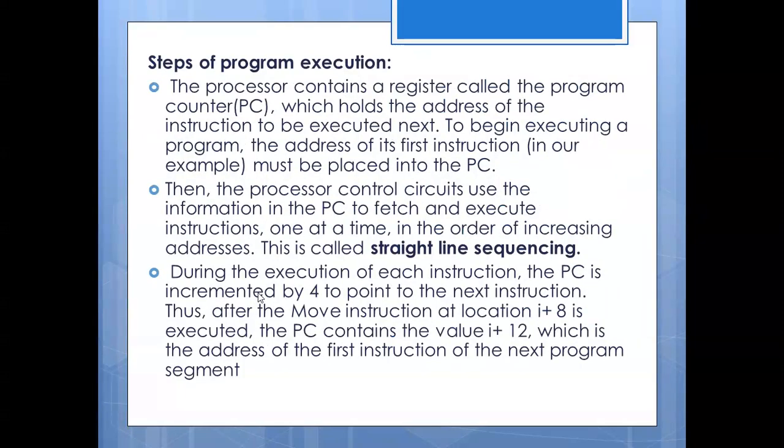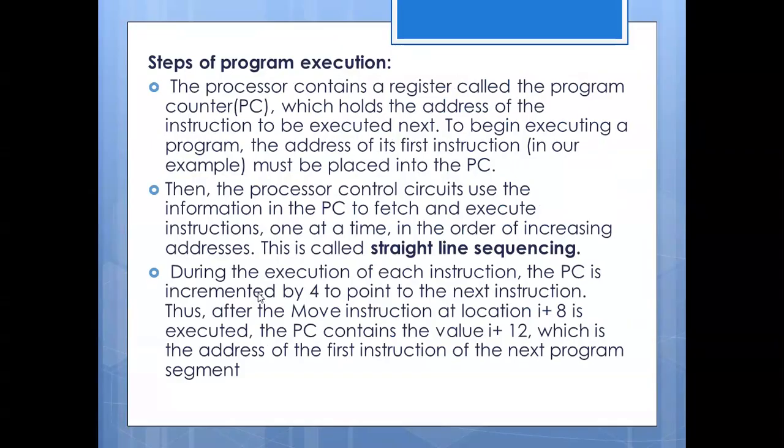So what are the steps of program execution? The processor contains a register called the program counter. In the previous videos we might have seen the instruction register IR and the PC. What is the program counter? The program counter carries the address of the instruction to be executed next. It will have the list of what the next instructions to be executed are. The processor control unit uses the information in the program counter to fetch and execute the instruction.